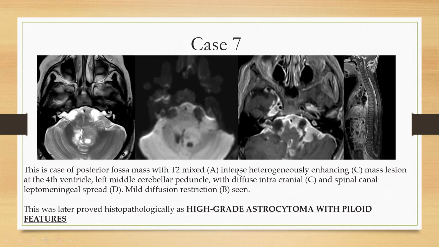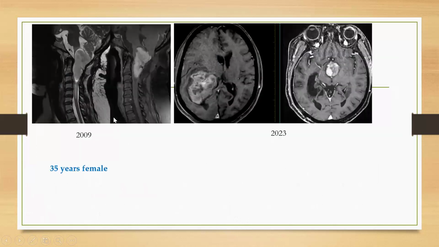One term is there, but still the difference between these is not clear. High-grade glioma with pilocytic features. This is a high-grade type of pilocytic astrocytoma. This is another case with similar findings. This is one interesting case.